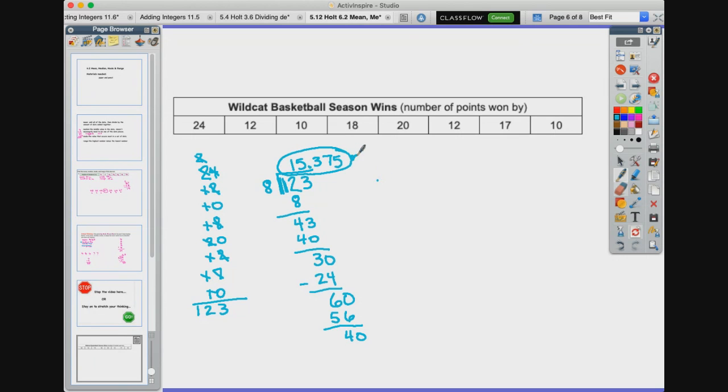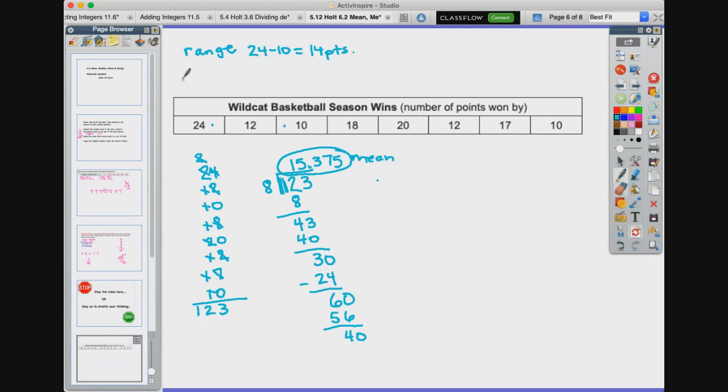Your range, if you're going to subtract the highest amount of points minus the lowest amount of points, your highest is 24 and your lowest is 10. So you're going to do 24 minus 10. And your range is going to be 14 points.